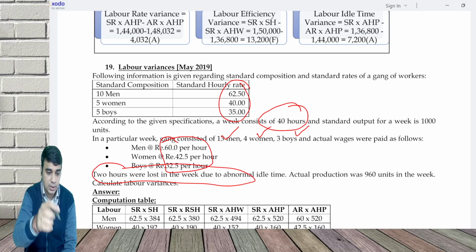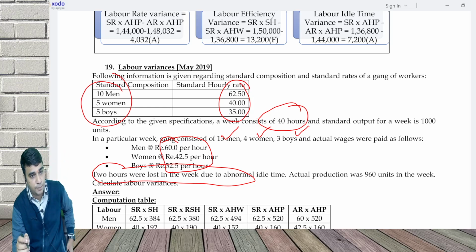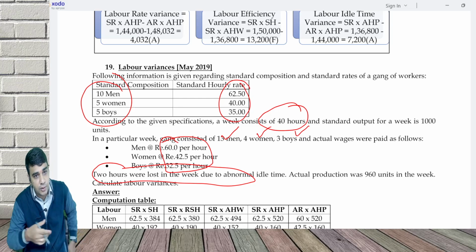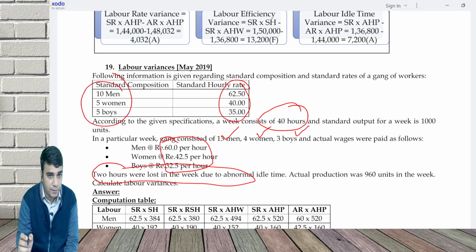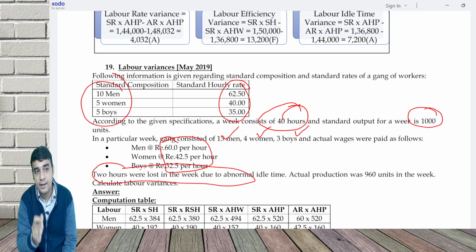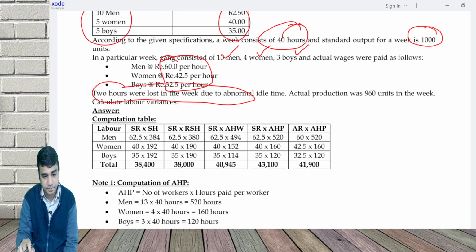Total of this in the ratio of 10 is to 5 is to 5 is called as RSH. You will have to split in the ratio of 10 is to 5 is to 5. And standard time is very simple. The question says 1000 units in 40 hours with 20 people. So 800 hours is equal to 1000 units. Question mark is equal to 960. You get it, and split in the ratio of 10 is to 5 is to 5. Any doubts? Clear?